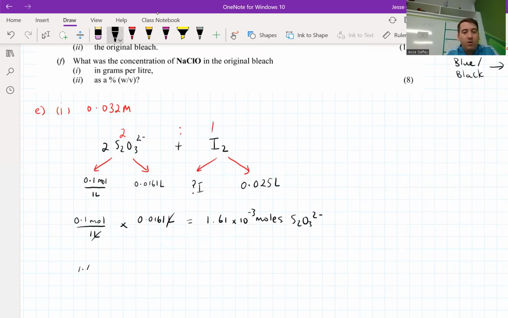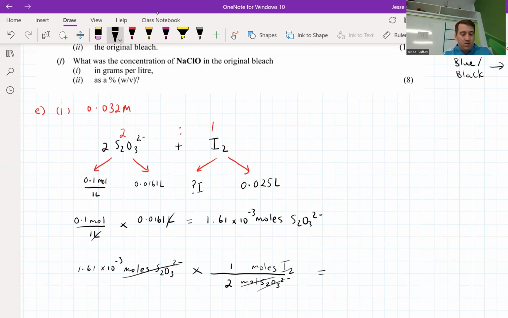It's 1.61 times 10 to the minus 3, and this is moles of S2O3 2 minus, and we want to convert from S2O3 2 minus, we want those moles to be cancelled out here, and we want to convert to moles of I2 on the top here. And of course, then we're looking at the ratio. Well, it's 2 of these for 1 of these. Okay, so the answer I'm getting here is 8.05 times 10 to the minus 4 moles. And that's moles of I2.